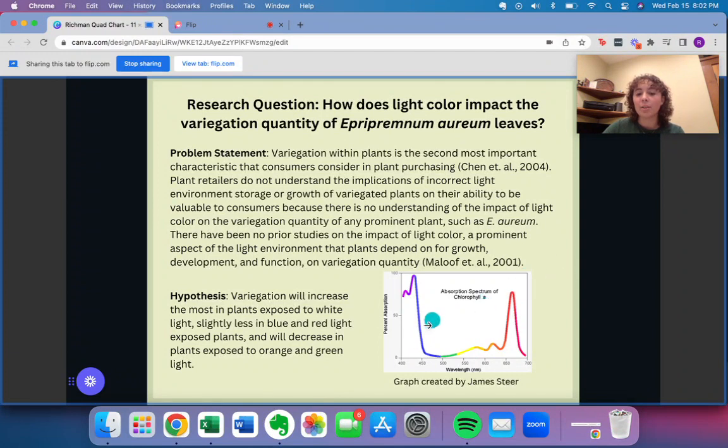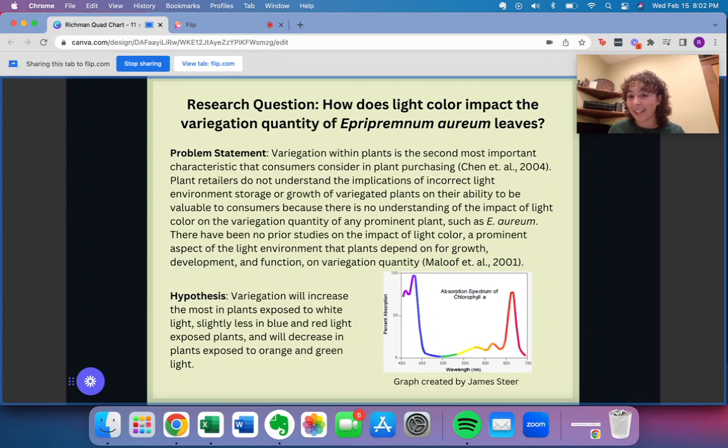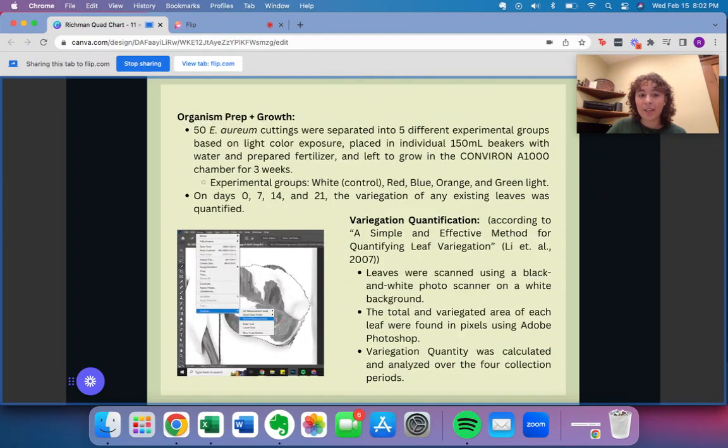But then when we get into the orange and green light, which is my two other experimental groups, that light isn't absorbed very well. So the leaf is going to need every single chloroplast absorbing light that it can. So under those, variegation will decrease. So how did I go about answering this question?